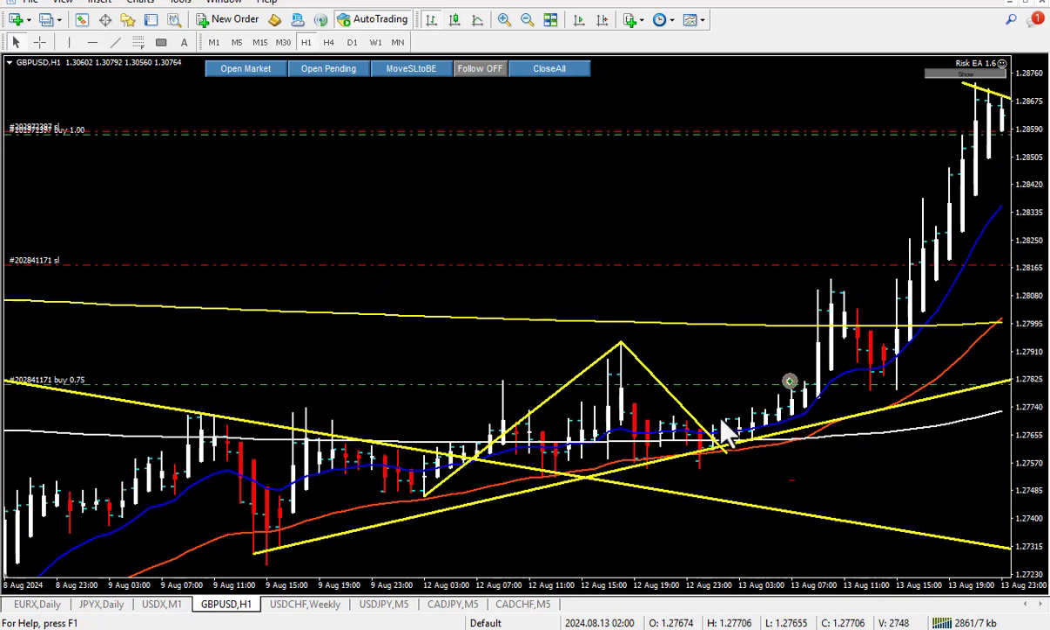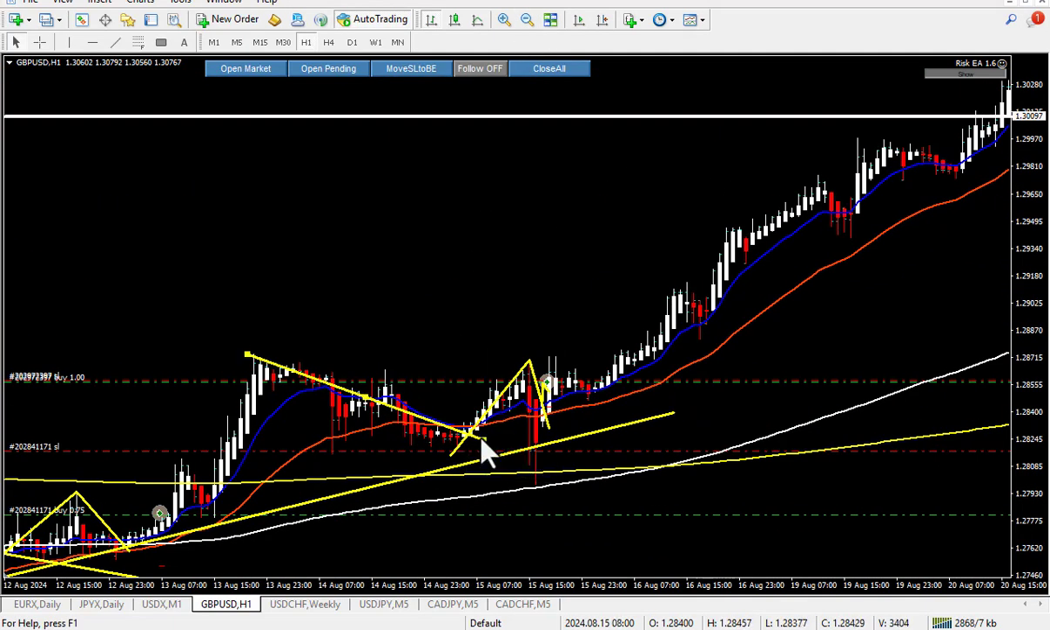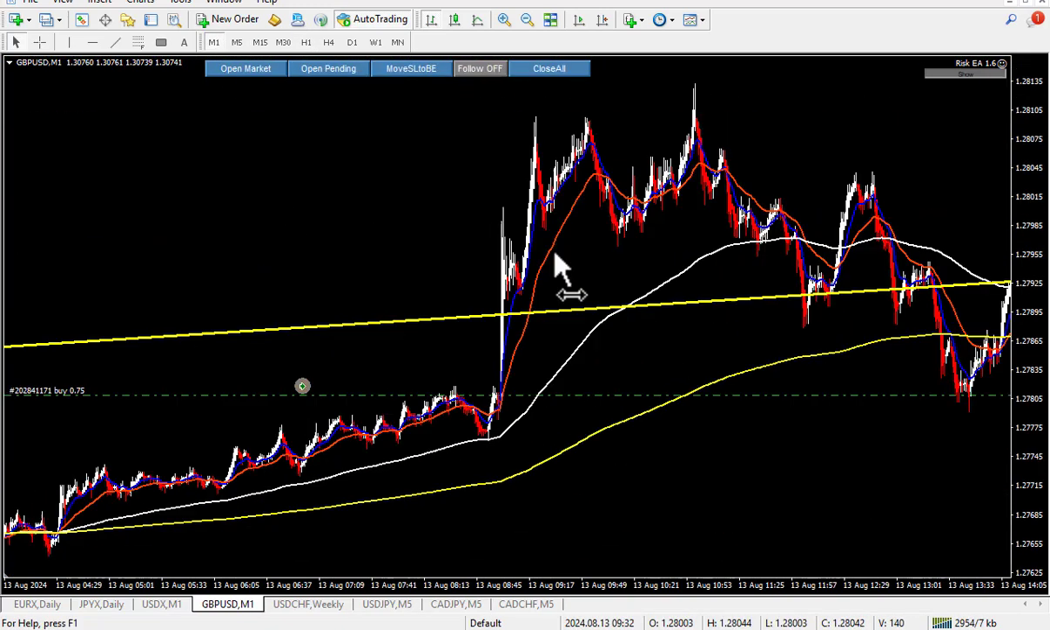And you can see I got a 4 hourly 1 2 3, and after the 4 hourly 1 2 3 I again got an H1 1 2 3. I combine this H1 1 2 3 with the 1 minute 1 2 3.